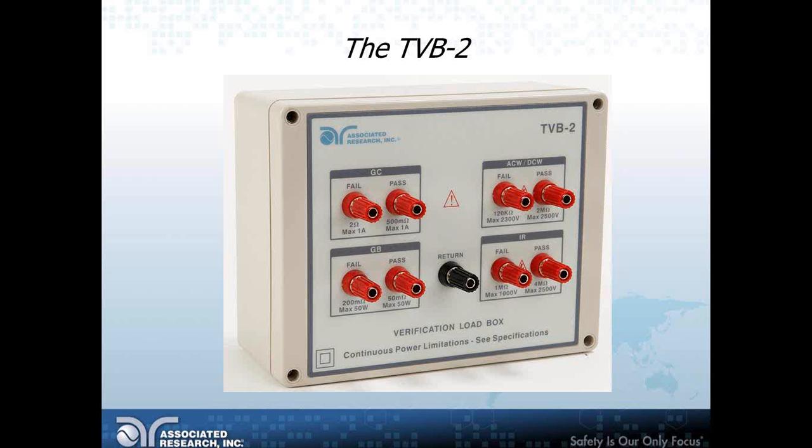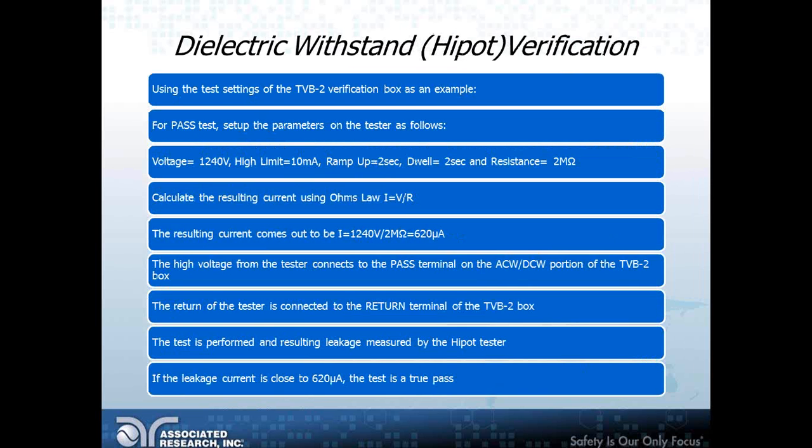If we use a simple Ohm's law calculation, it can be determined that the leakage current should be around 620 microamps. So if we do a quick calculation, current equals voltage divided by resistance. In this case, our voltage is 1.24 kV divided by 2 megaohms, so we get around 620 microamps. This should result in a test pass.